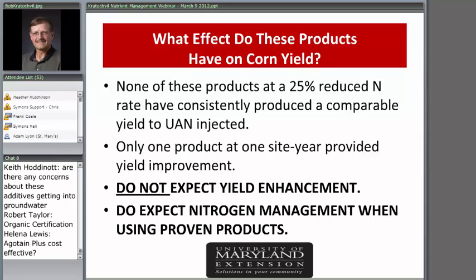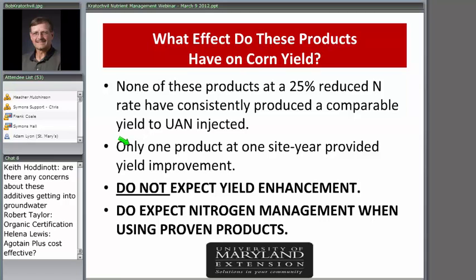And the last question, what effect do these products have on corn yield? None of these products at a 25% reduced N rate have consistently produced a comparable yield to UAN injected. We have seen on occasion, Instinct was an example I can think of, where we did get a good response. I'm sorry, let me back up on this again. First of all, none of these products at a 25% reduced nitrogen rate have consistently produced comparable to UAN when it's injected.